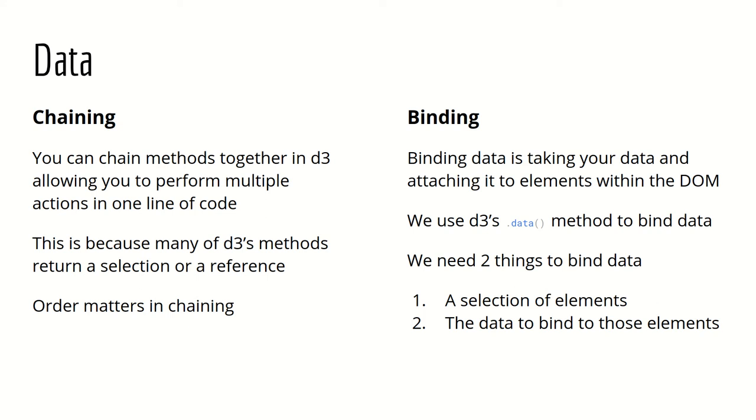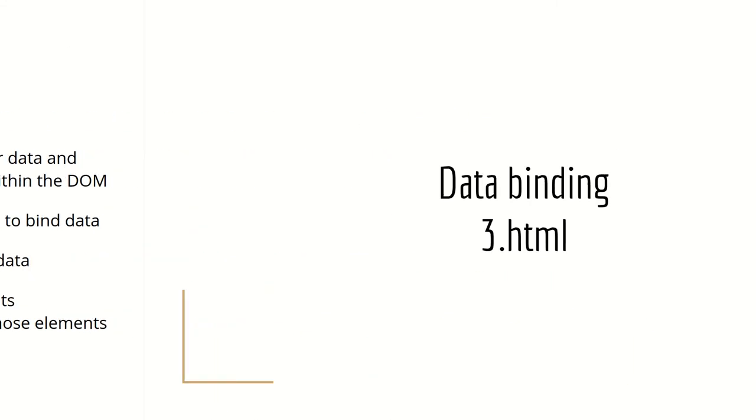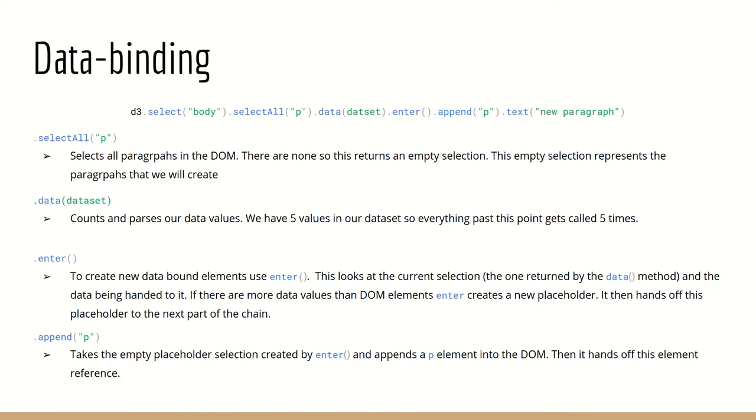So now we want to bind our data. Binding data is taking your data and attaching it to the elements within the DOM. We use D3's .data method to bind data. We need two things to bind data: the selection of elements, and the data that we want to bind to these elements. Similar to our previous example, now we have d3.selectBody, .selectAllP, .data, dataset, .enter, .append p, .text, new paragraph.